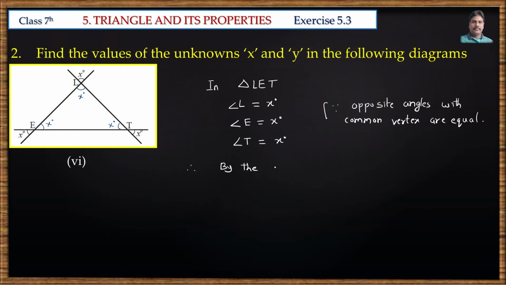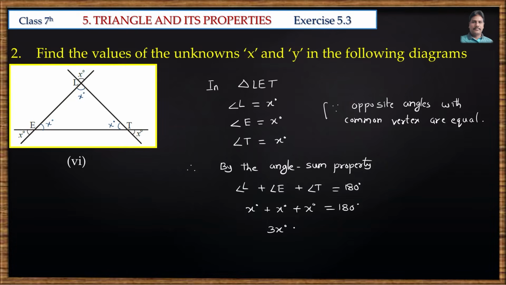By the angle sum property, the sum of the 3 angles, angle L plus angle E plus angle T is equal to 180 degrees. Therefore x degrees plus x degrees plus x degrees is equal to 180 degrees. So x plus x plus x becomes 3x degrees is equal to 180 degrees.